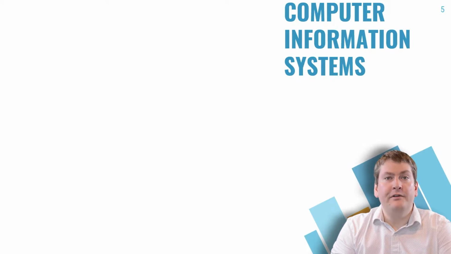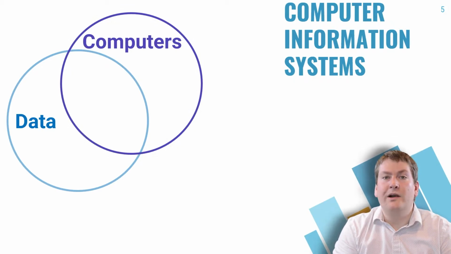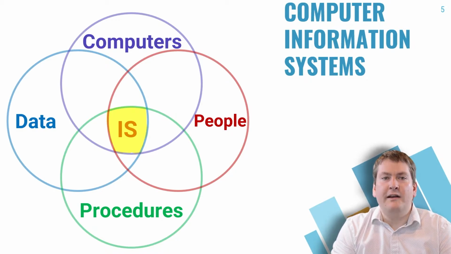Regardless of the technology used, the primary purpose of these systems is to produce and manage information. In modern times, when talking about information systems, we are often talking specifically about computerized information systems. Computer information systems are comprised of four main components: data, computers, comprised of hardware, software, and supporting infrastructure, people, and procedures. It's through combining and leveraging these components that modern information systems are able to produce and manage information for some business purpose.